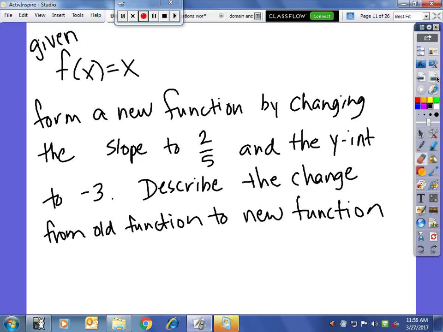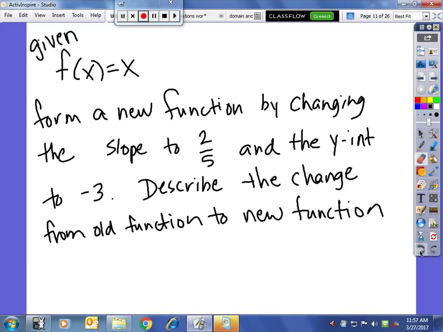Yeah, it's going to look for words like steeper, flatter. Okay, what do you know about this function right here?